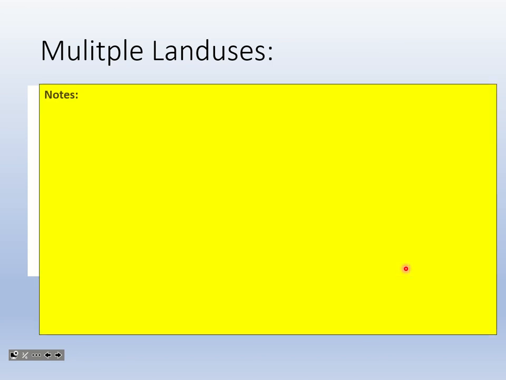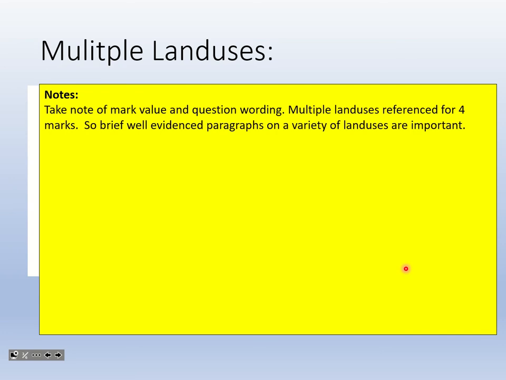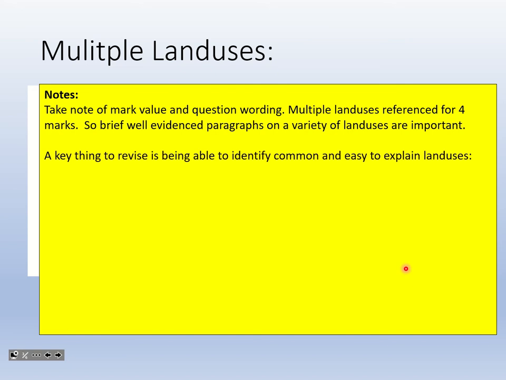My approach to this question would be to take note of the mark value and the question wording. Multiple land uses are referenced for 4 marks, so we obviously need to pick multiple land uses. Brief, well-evidenced paragraphs would be the way to go with this. The reason I'm starting with this question in this video is because it actually covers a lot of ground of what you need to revise.